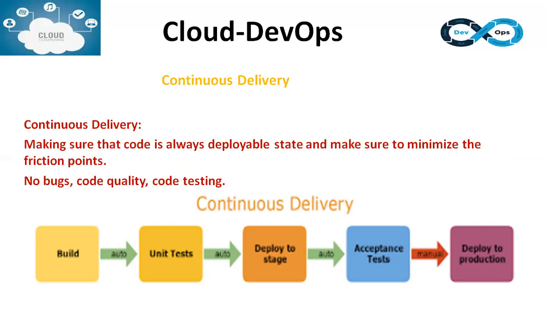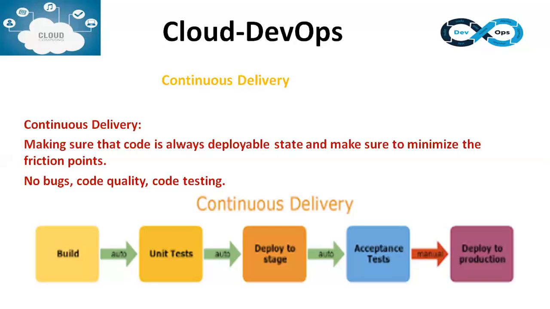I'm mentioning the term manually because all the pre-production stages we deploy automatically. We don't need any in-between approvals, or anyone's commitment, to deploy in the pre-production area. But in the case of production, we want to make sure it works properly. That is why we manually do the deployment to production. So that is continuous delivery.